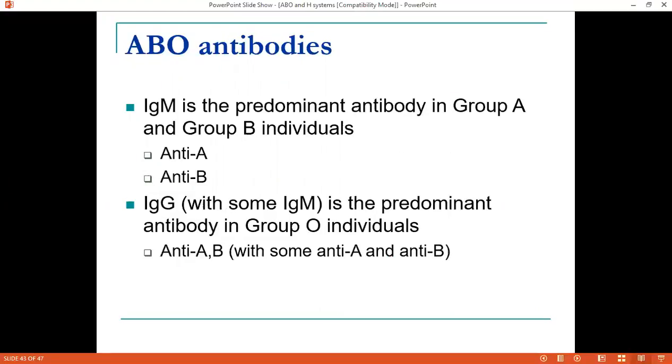For the ABO antibodies in general, the IgM ones are predominantly going to be found in group A and group B individuals. So your anti-A that you will find in your reverse as well as your anti-B are IgM. And then your IgG with some IgM is going to be found in the group O individuals. So us group O individuals, we actually have 3 different types of antibodies in our plasma. We have anti-A,B, and we have some anti-A and some anti-B.